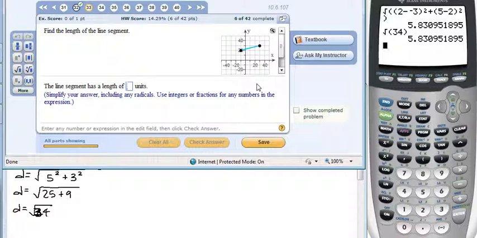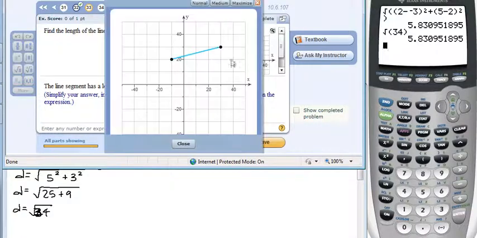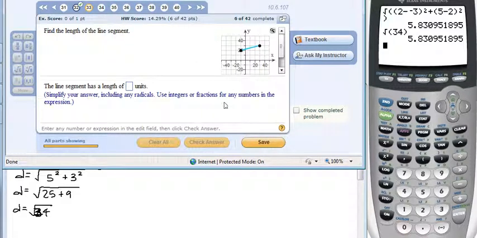I'm not going to do all of these. Look at your scale. Be careful. These are going by tens. So this point would be negative 10, 20. This point is 30, 30. And you're going to slap it all in there and simplify the radical if you can.